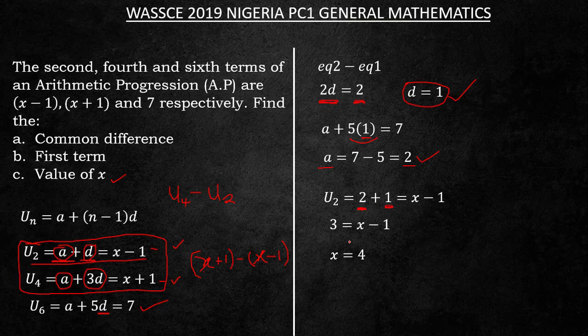So it means that with this question over here, the common difference is 1, the first term is 2, and then the value of x is equal to 4. So that is the solution to this question.